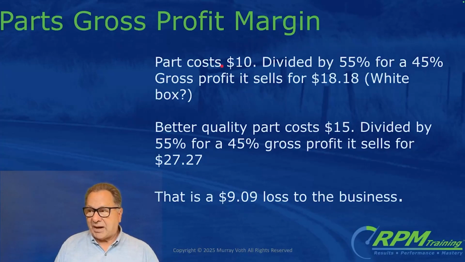So let's say I buy a really inexpensive brake hose for $10. I divide it by 55%. If you remember the concept of the inverse number, for a 45% gross profit margin, I would sell the white box part for $18.18. All right. A better quality brake hose is $15 divided by 55%, which is a 45% margin, is $27.27. That's a $9 loss by going for a cheaper part, and the quality is not that great.